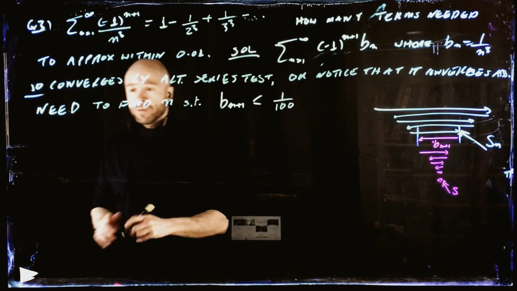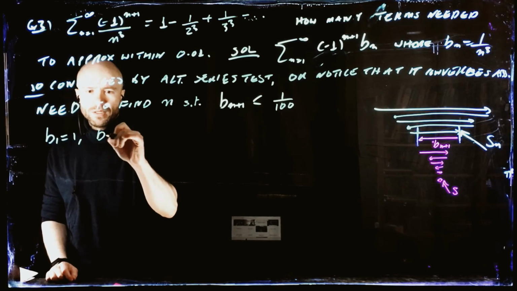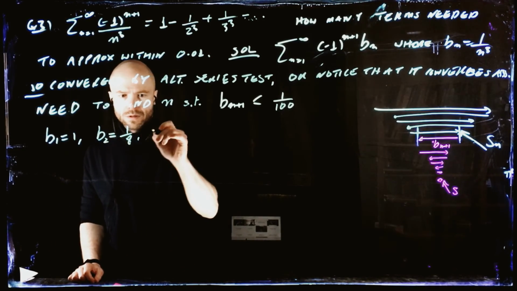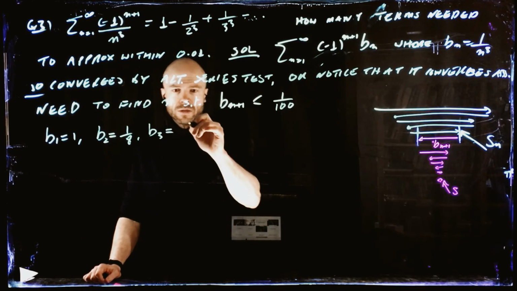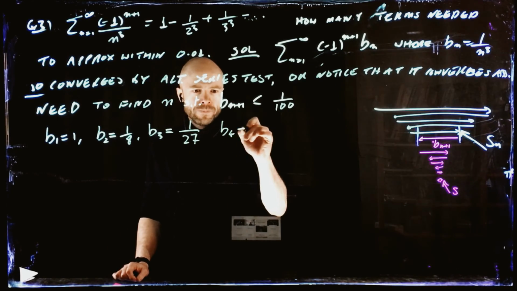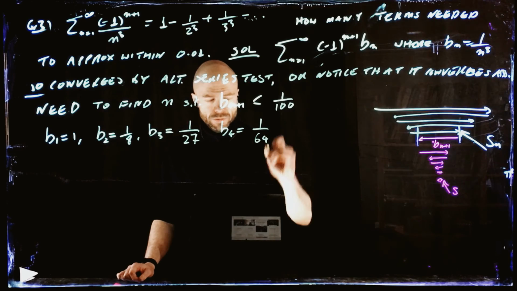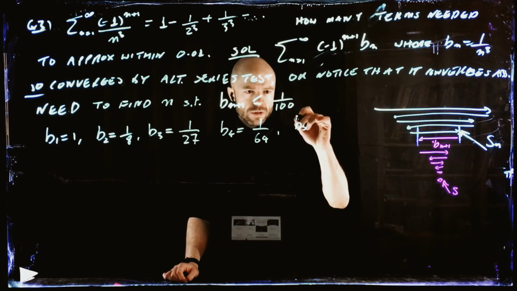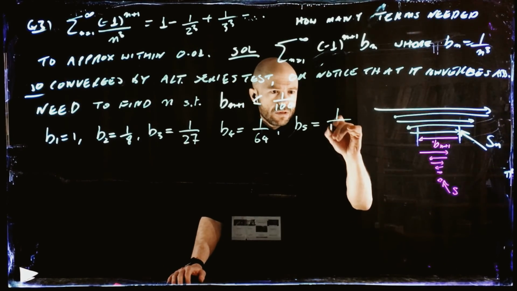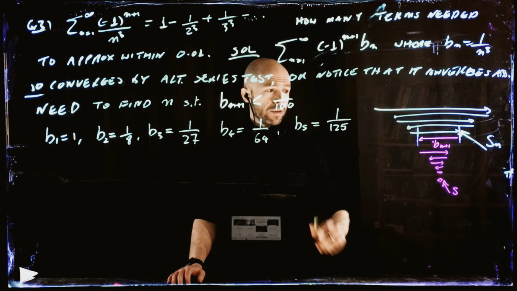Okay, cool. So let's just look at these terms. So b1 is just 1. b2 is 1 over 8. b3 is 1 over 3 to the 3, so that's 27. b4 is 1 over 4 to the 3, so that's 16 times 4, which is 64. And then b5 is 1 over 5 to the 3, so that's 25 times 5, which is 125. Like this. Yeah? So this step size is less than 1 over 100, right?